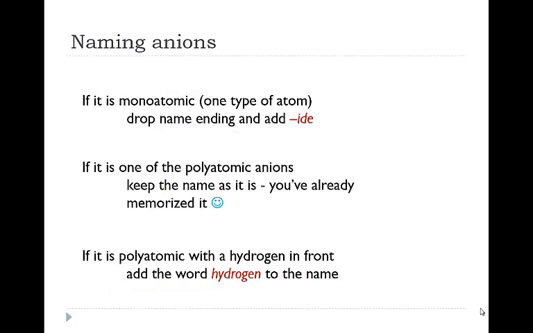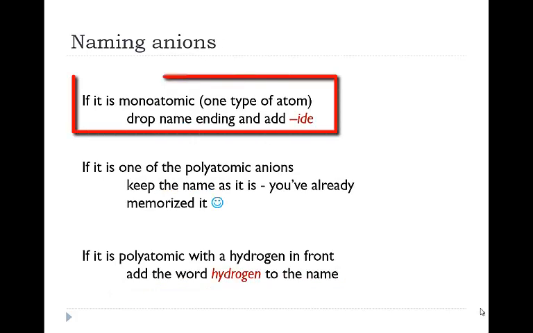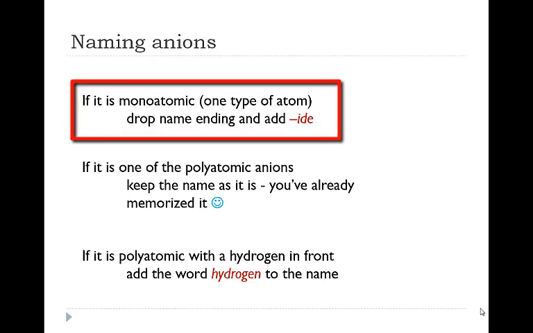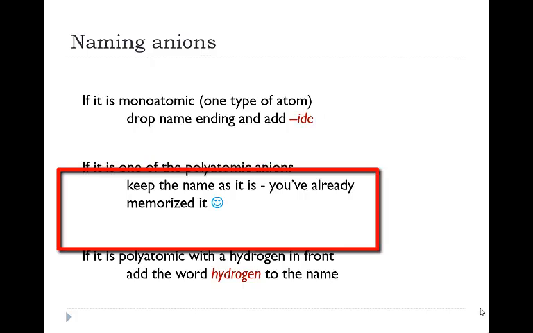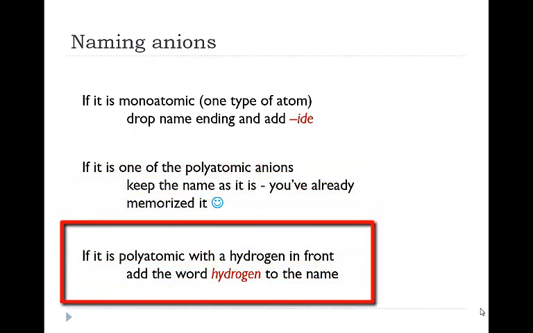For naming anions, if it's a monoatomic ion, that means it has one type of atom, you just drop the name ending and add -ide. If it's one of the polyatomic anions, you keep the name as it is. You've already memorized it. We are going to go over naming polyatomic ions, but generally you've memorized them. If it's a polyatomic ion with a hydrogen in front, then you add the word hydrogen to the name.